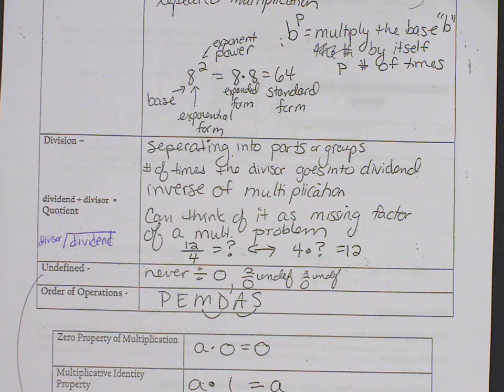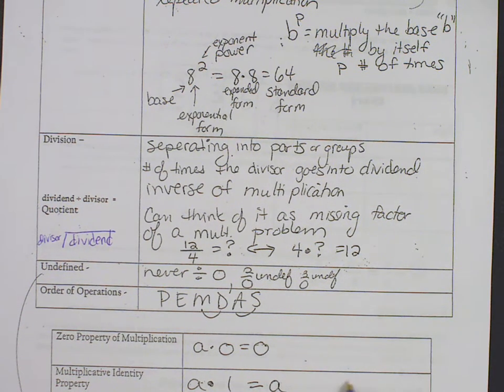Undefined. This is what makes us up a level to middle school. We can do things like undefined. There's no answer. You can never divide by 0. If you did 2 divided by 0 on your calculator, it will tell you error. It's undefined. Do not forget order of operations, PEMDAS: parentheses first, then exponents, multiplication or division, depending on which one came first, addition or subtraction, depending on which one you saw first.